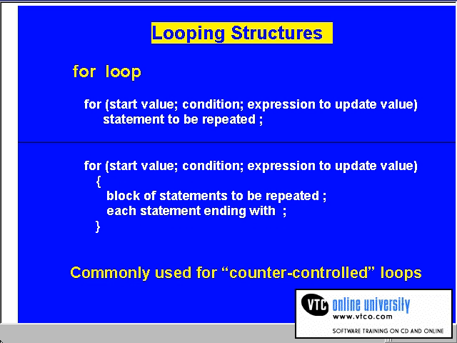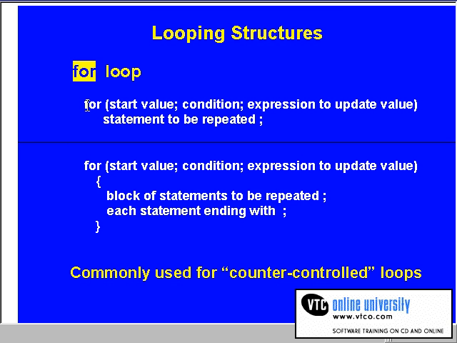The third looping structure is a for loop. The key word is the word for. This is quite different than the previous two loops that we've discussed. This looping structure is commonly referred to as a counter control loop because it uses a counter to control the number of times the loop is processed. Although you can use the while and do-while statements to implement a counter control loop, the for statement allows you to code the loop in a more convenient and compact manner.